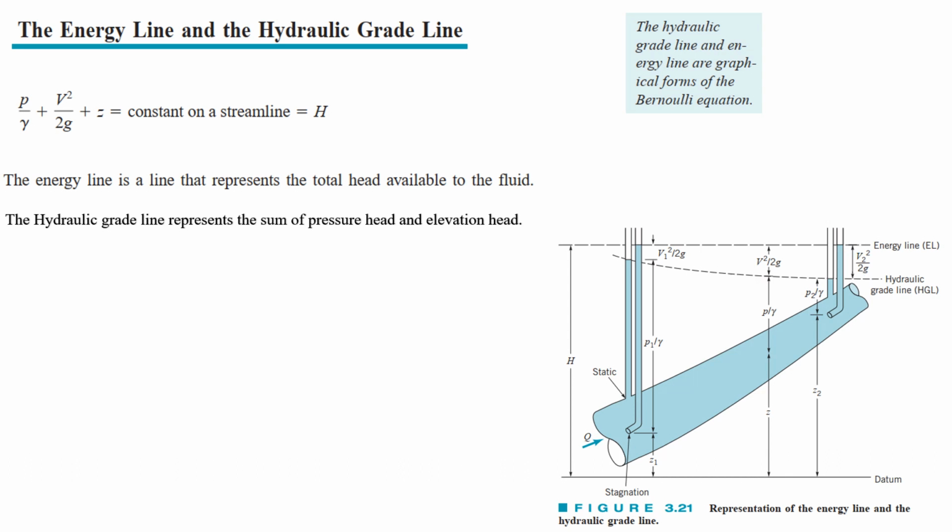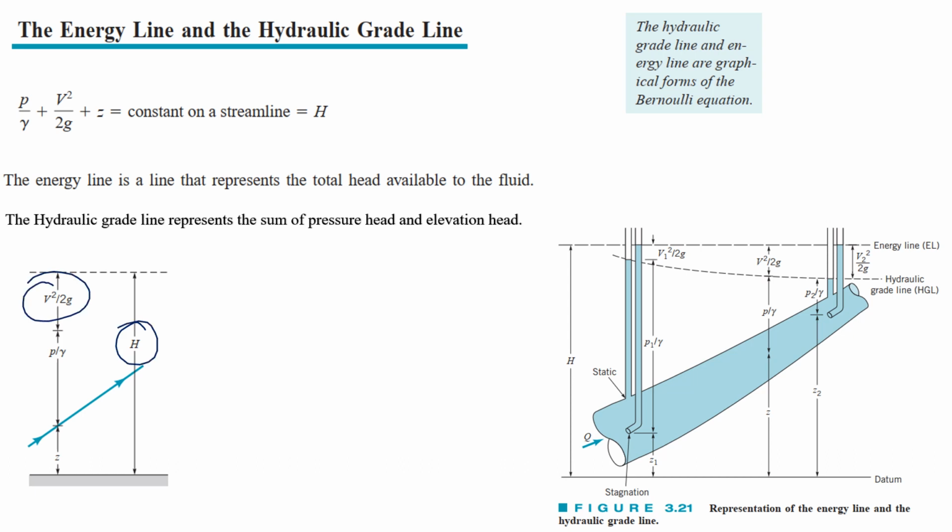And what this diagram represents is the graphical change in our pressure head and the graphical change that we are seeing in our velocity head. So again, this is the total head, and this total head is equal to the velocity head, the pressure head, and the elevation head. And this is what this diagram here is representing.